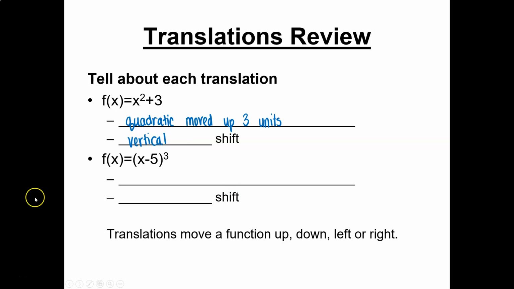Okay? All right, so for the second one, we've got f of x equals x minus 5 cubed. So, Jeremy, what would this do? Right 5. Good. So it is a cubic shifted, or moved, right 5 units. And that is a horizontal shift.